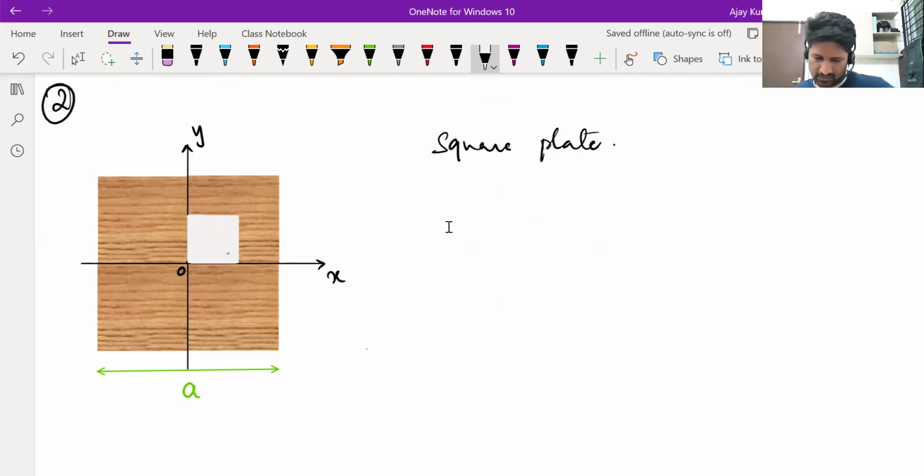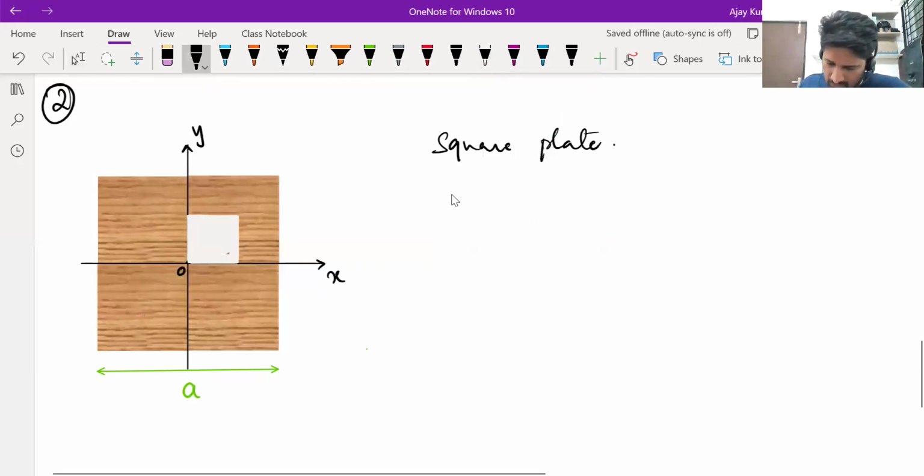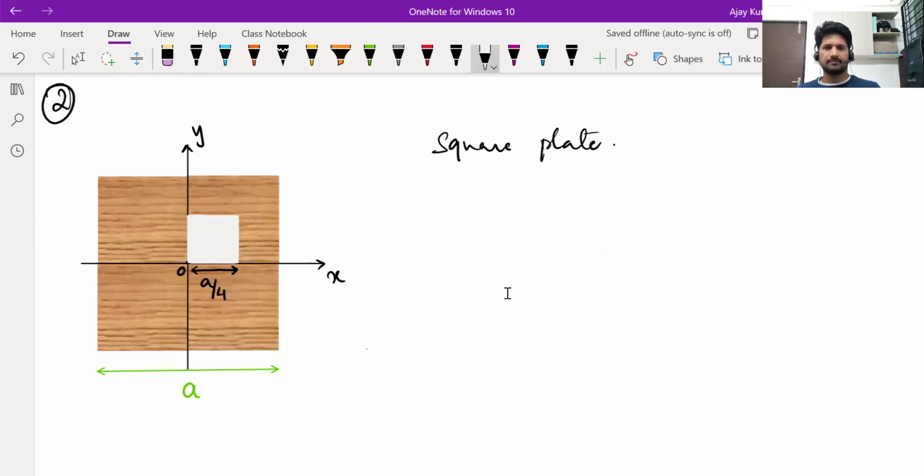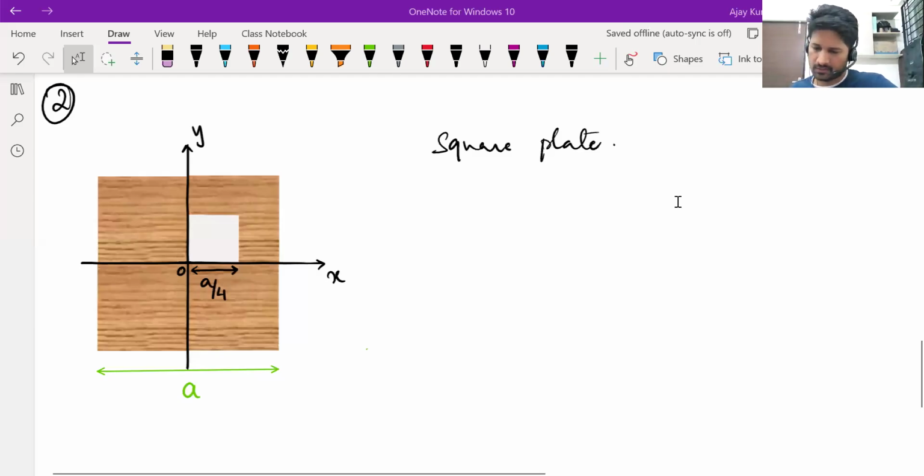Now, what is the side of the square that has been removed? Now, total side is A, so half of it is A by 2. This side is A by 4. Derive the position of center of mass of the remaining mass. Try. Okay, I got one answer as minus A by 120, minus A by 120.